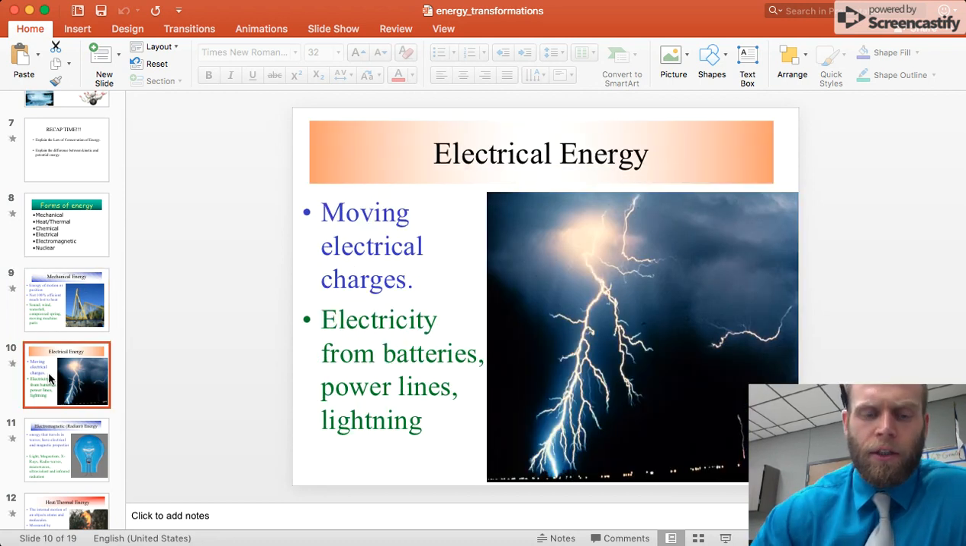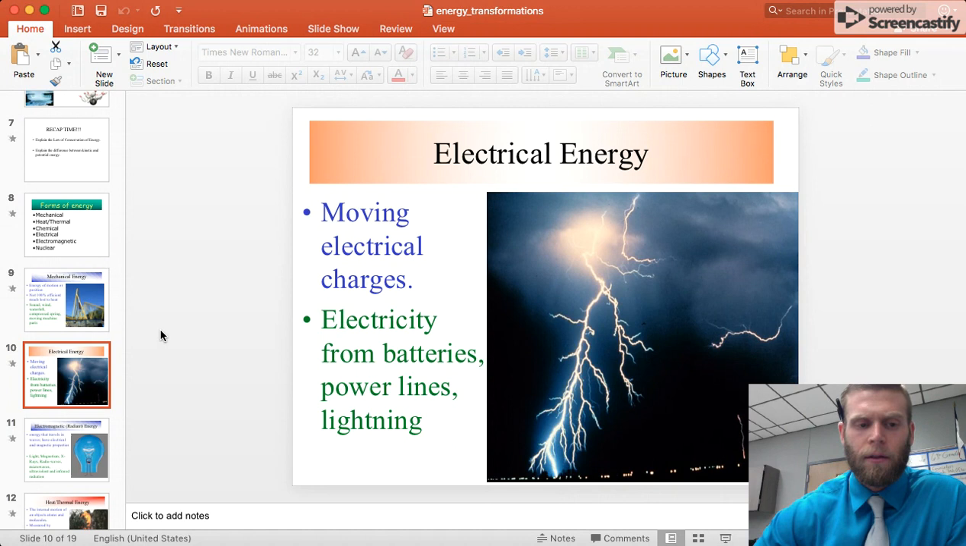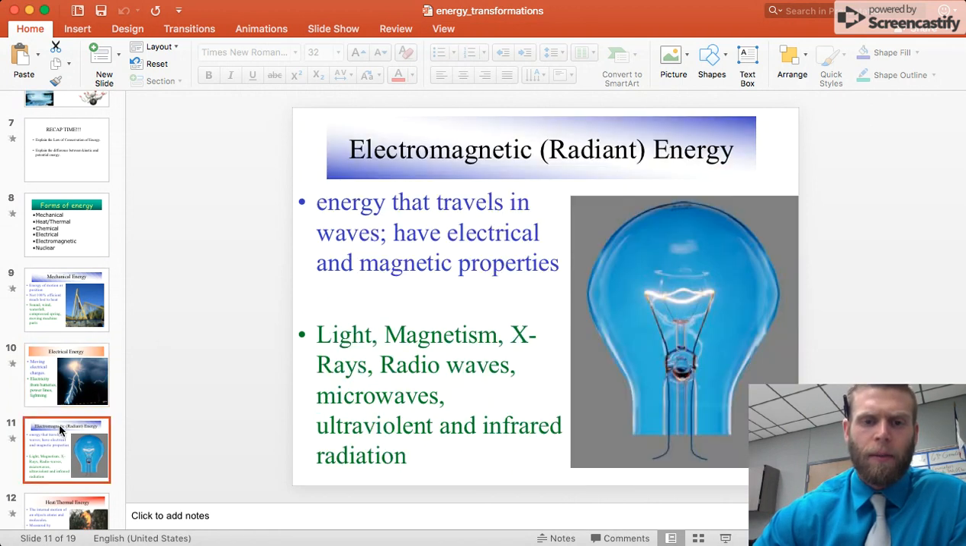Electrical energy is the moving of electrical charges. So electricity from batteries, power lines, lightning, those are all examples of electrical energy. So think about electricity, pretty simple. And make sure that that is written down on your paper.